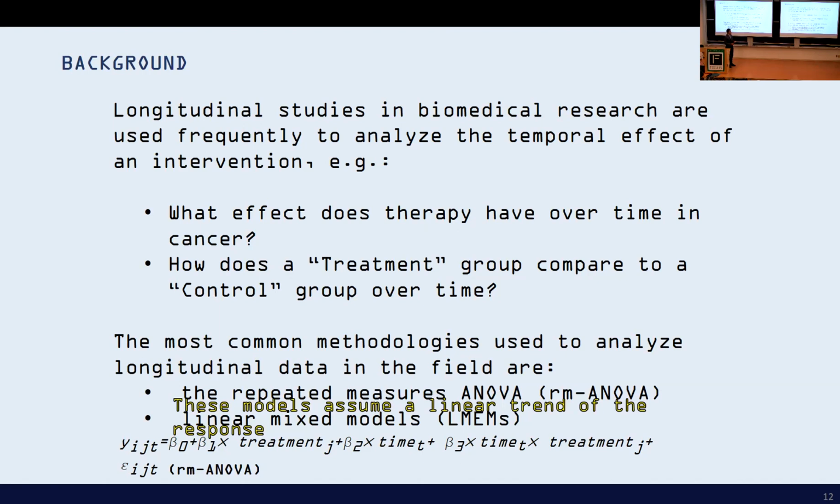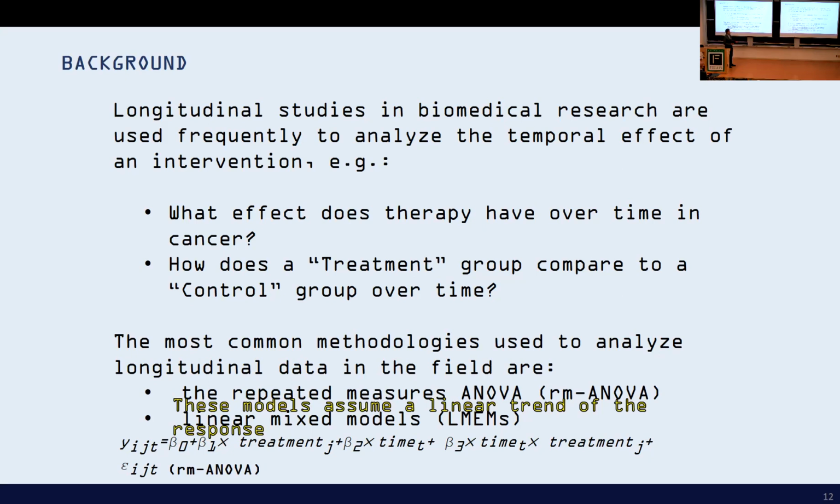Now, biomedical researchers typically use 2 types of analysis to analyze longitudinal data. One being the repeated measures ANOVA, or the other one being linear mixed models, which I have a small equation here at the bottom. This is just the repeated measures ANOVA case. In a linear mixed model, of course, we will have a random effect here. But basically, the point of this is that people use this because it's what we have always used before.